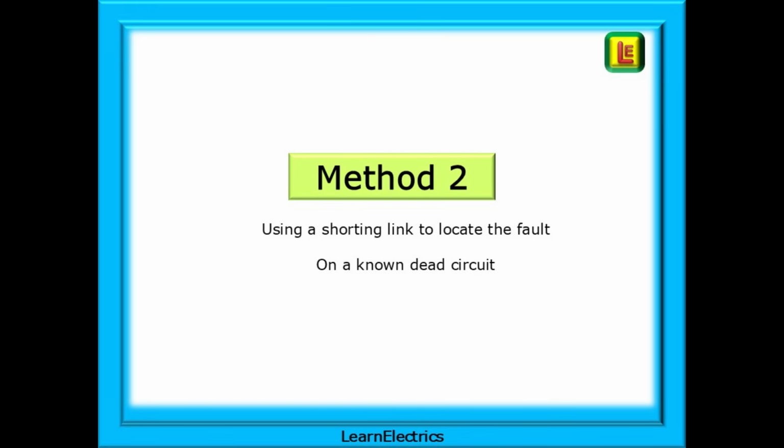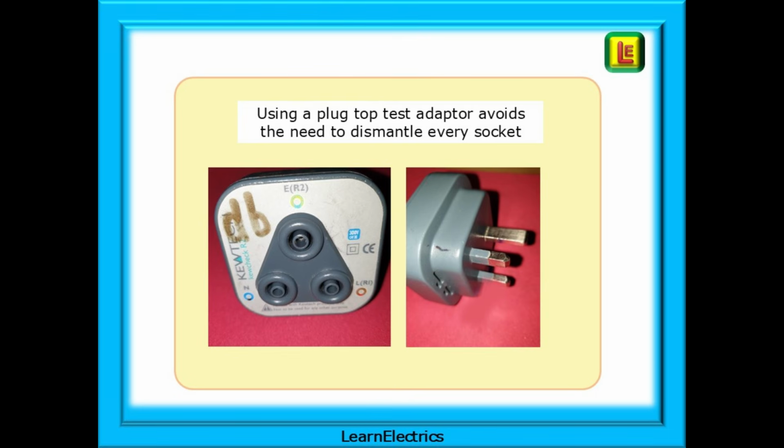Method 2 uses a shorting link to locate the fault and must be carried out on a known dead and isolated circuit. Some electricians will test every socket for dead and mark it with tape before testing. No tape, no test. I prefer to use a plug-top test adapter. They are not expensive and readily available at most wholesalers. The big advantage is that for most tests you do not need to dismantle the socket or try to poke test probes past the socket shutters. A great investment that will pay for itself many times over in saved time.